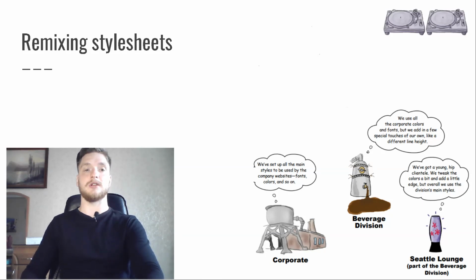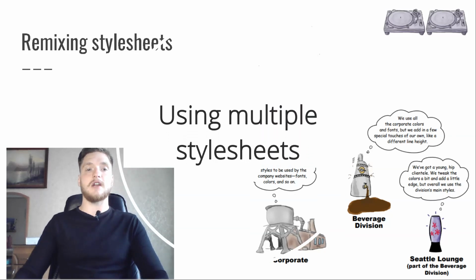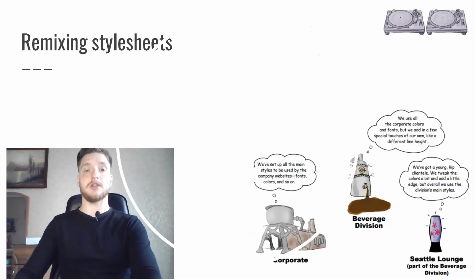Using multiple style sheets. So, how do you start with the corporate style and then allow the division and the Long Text franchises to override and make changes to the styles? You use several style sheets like this.